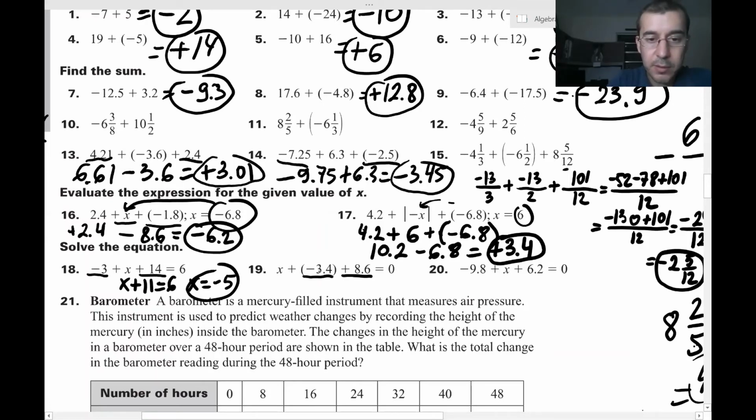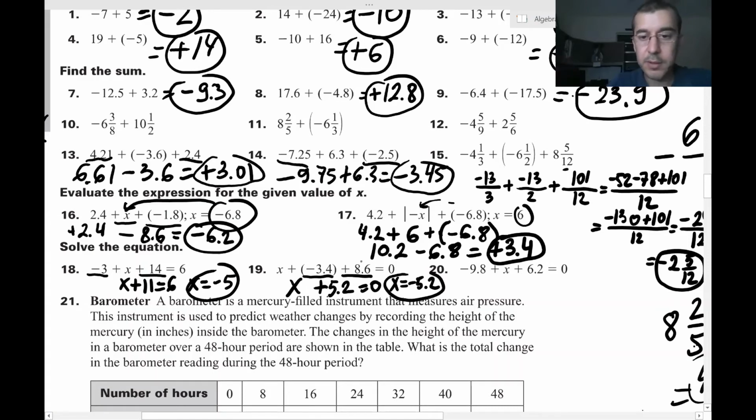8 is greater than 3, so this is plus. 8.6 minus 3.4 is 5.2. Right? And then x here equals 0, or just x equals 5.2. When it goes to the other side of the equal sign, it is going to be minus 5.2.